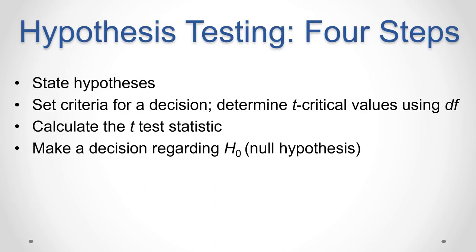The hypothesis testing steps for the t-test are almost the same as they were for the z-test. 1. State the hypotheses. 2. Set the criteria for a decision and determine t-critical values using degrees of freedom. 3. Calculate the t-test statistic. And 4. Make a decision regarding the null hypothesis. In the next video, we will discuss effect size and assumptions for one-sample t-statistic hypothesis testing.